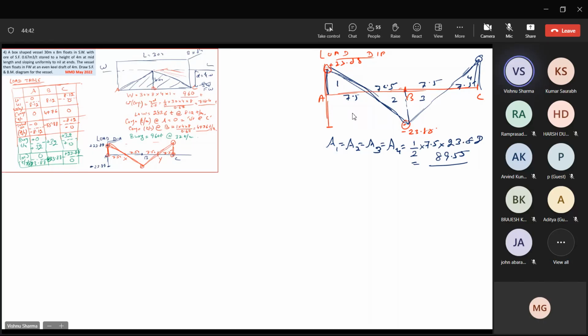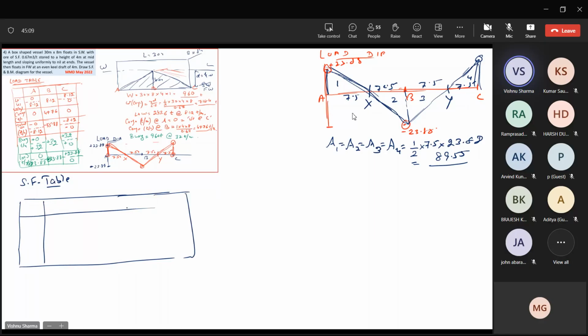Now we make the SF table. Obviously, we have to take the 3 points A, B, C, and additionally the points where the load diagram is cutting the x-axis. So we have to include these 2 points more. So now we'll make the SF table for 5 points. And we'll keep repeating the areas. Now there will be no divisions, so it is one thing only. So 1, 2, 3, 4, and 5.